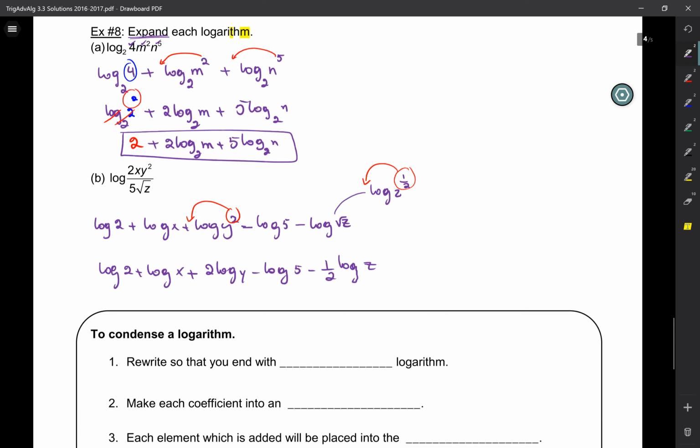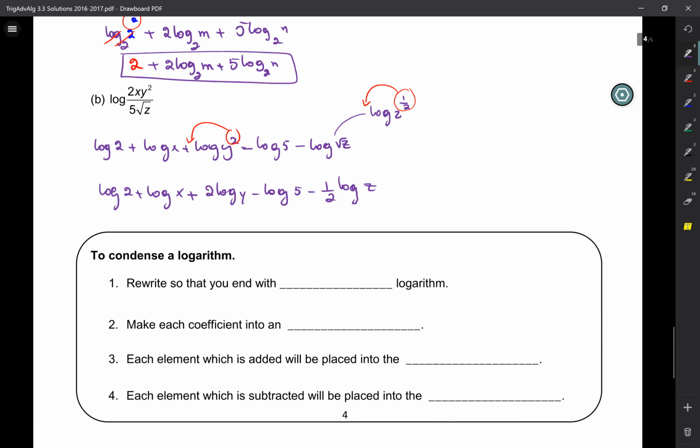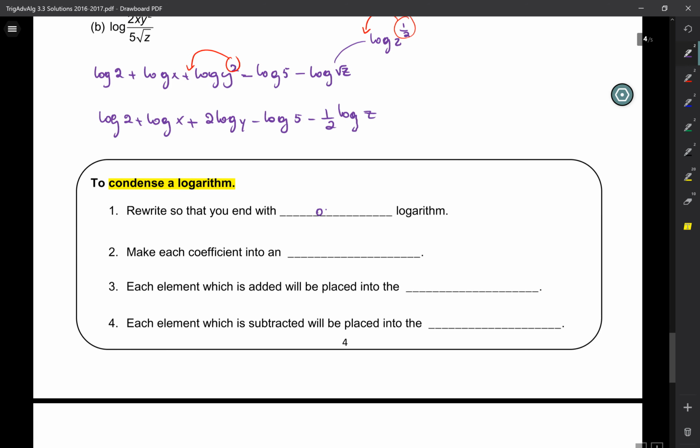So here we were condensing. I'm sorry, we were expanding. Now we're going to go backwards. Literally, it's like you press rewind and you just see everything going backwards, right? You know those videos that just rewind? That's exactly what we're going to do. So when we're expanding, we had to have as many logs as there were elements. When you're condensing, and if you have to go all the way back to the original, how many logarithms are you going to end with? 1. So to condense a logarithm basically means to rewrite so that you end with 1 logarithm.